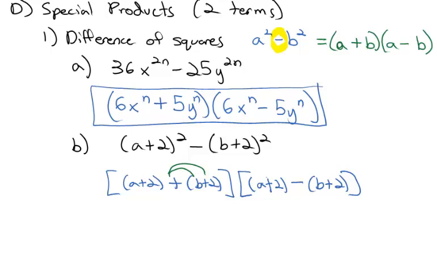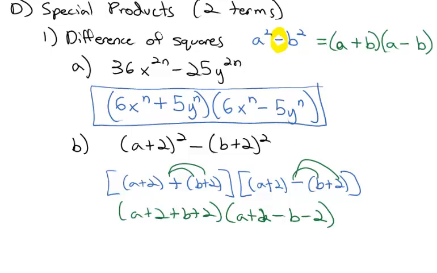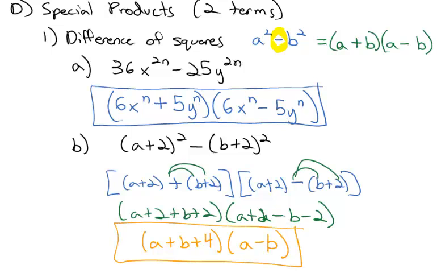When we distribute the plus and minus through the parentheses, it'll even allow us to do a little simplifying. So we have a plus 2 plus b plus 2 after we distribute the plus. That's not going to change anything. We also have a plus 2. When we distribute the minus, it goes all the way through, minus b minus 2. And then when we combine like terms, we get a plus b plus 4 for the first factor, and a minus b for the second factor. And it is now completely factored.